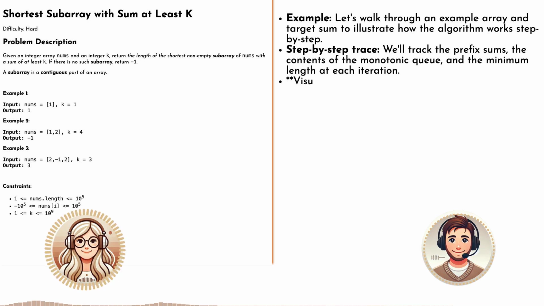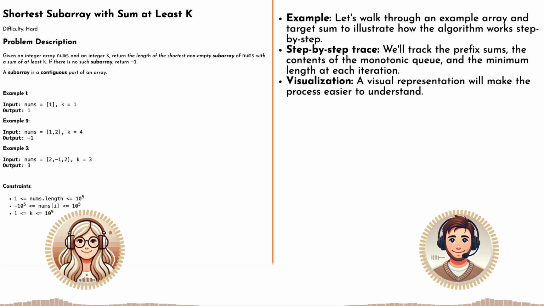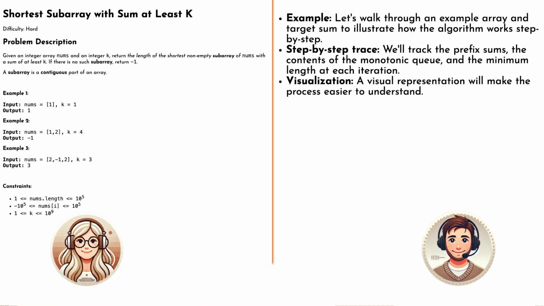Now let's consider the third prefix sum, which is 1. Again, we can't form a valid subarray yet. But when we check for monotonicity, we see that 1 is less than 2, which is at the back of the queue. So we got to remove that index from the queue to maintain that increasing order. So our queue is back to 0. And finally, we arrive at our last prefix sum, 3. The difference between 3 and the prefix sum at the front of the queue, 0, is 3, which meets our target sum of 3.